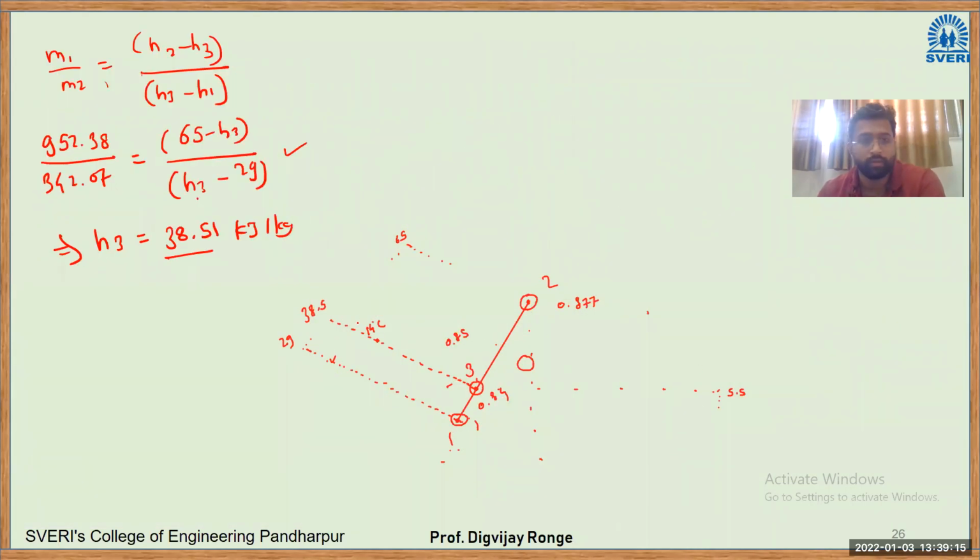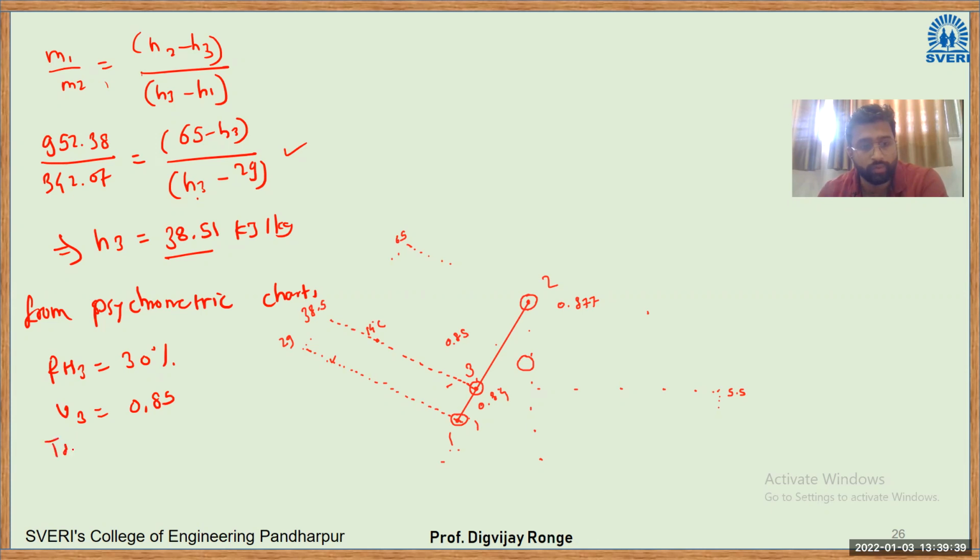So here H3, and from the psychrometric chart, we can calculate other properties. So here RH3 is 30%. Specific volume 3, we have 0.85. Then again we have dew point temperature TDP3 as 14 degrees Celsius. Okay. So this way I can calculate other properties also.